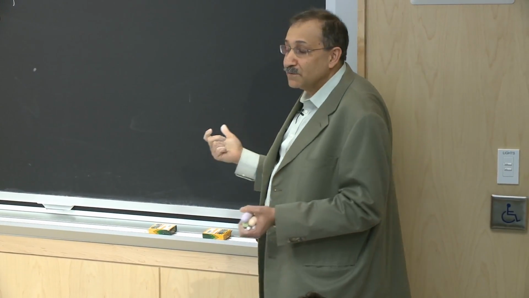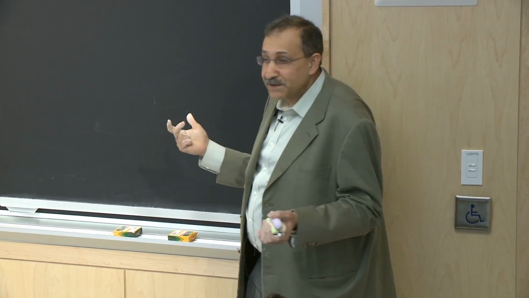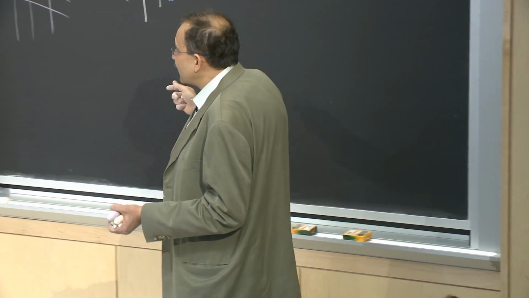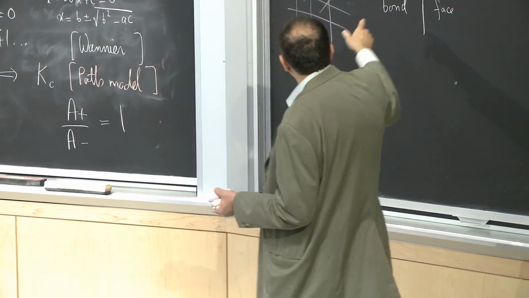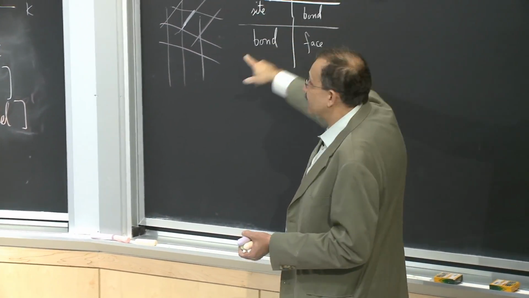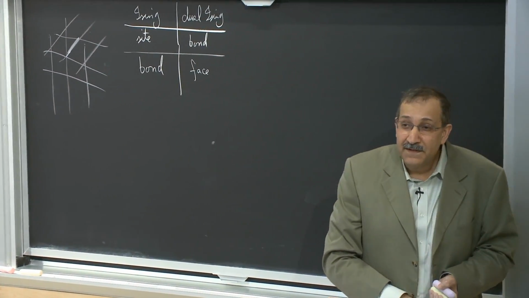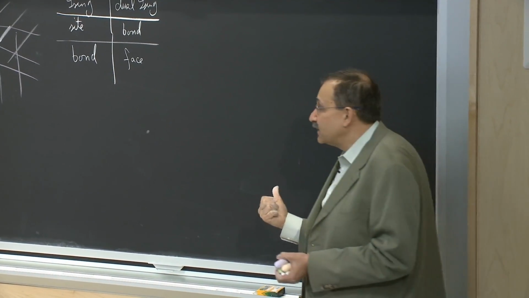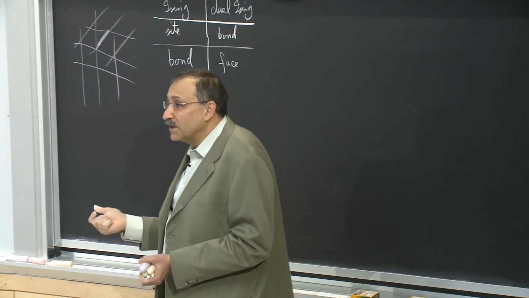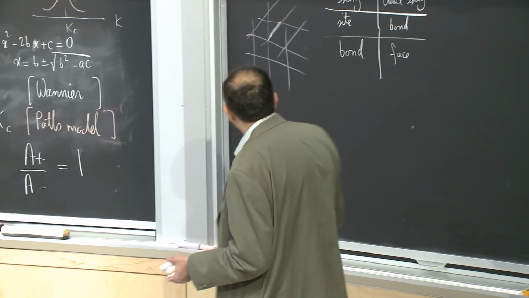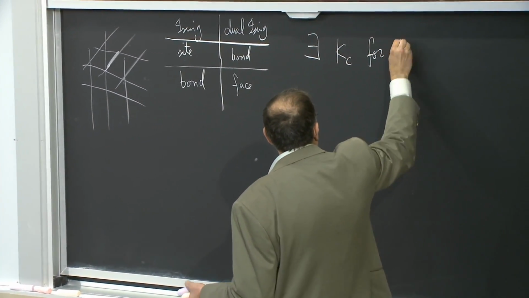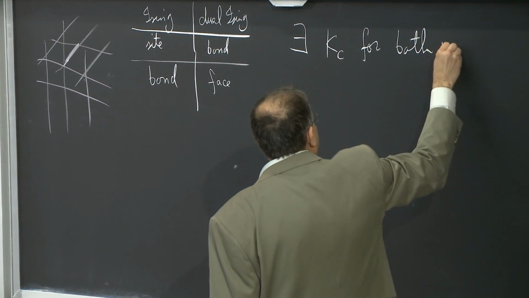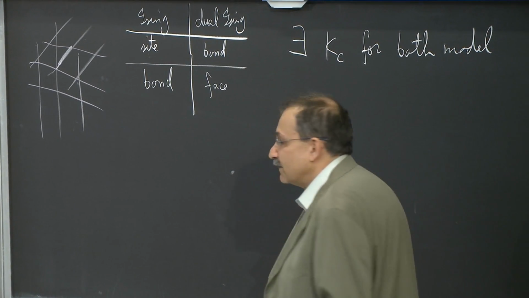Now, I can't find out what that kc is because I don't have self-duality, but I know that as I span the parameter k of the Ising model, I'm also spanning the parameter k tilde of this new theory. And since the original model has a phase transition, this new model must also have a phase transition. So there exists a kc for both models. Okay?